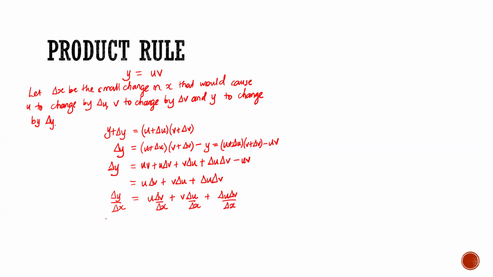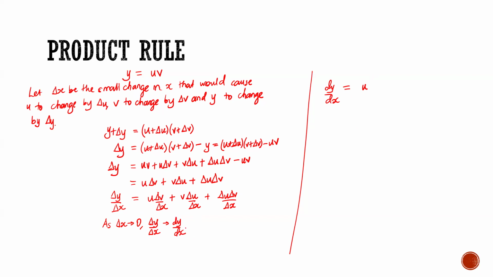What's the next step from here? We know that as q moves closer to p, which is as delta x tends to 0, the expression delta y out of delta x tends to the gradient of the tangent at that point, which is dy dx. And so, allow me to write that here. dy dx would be equal to u times delta v out of delta x.